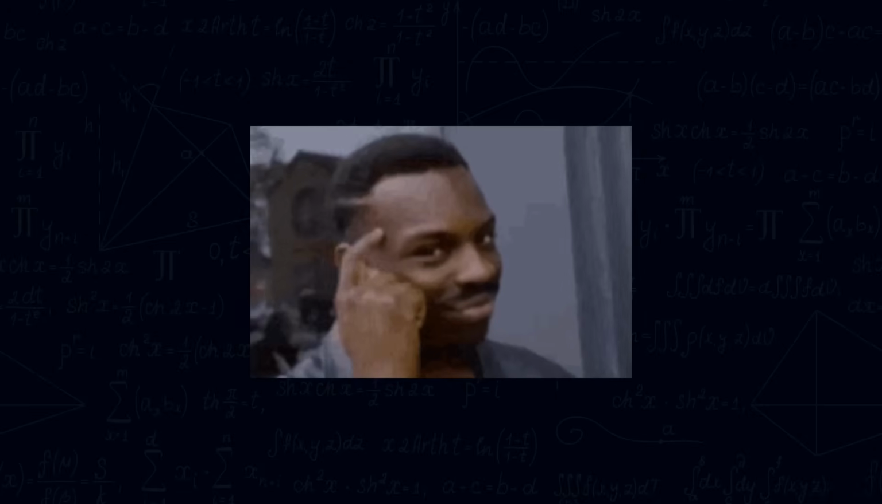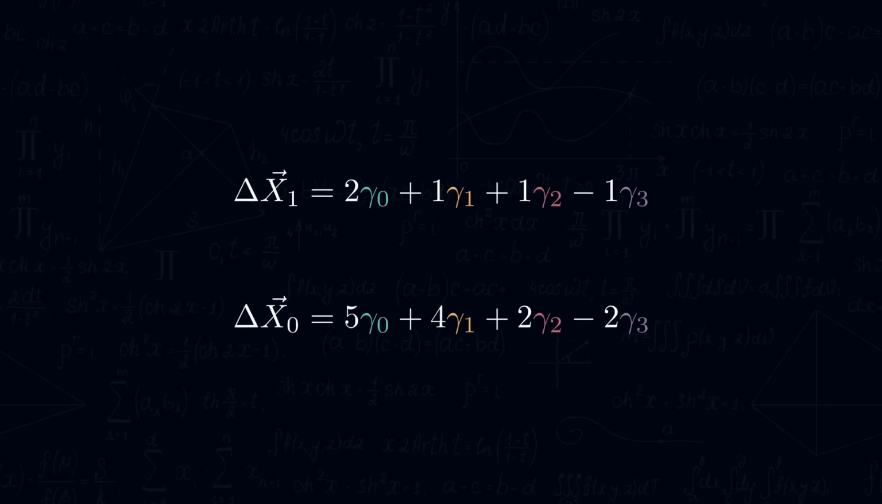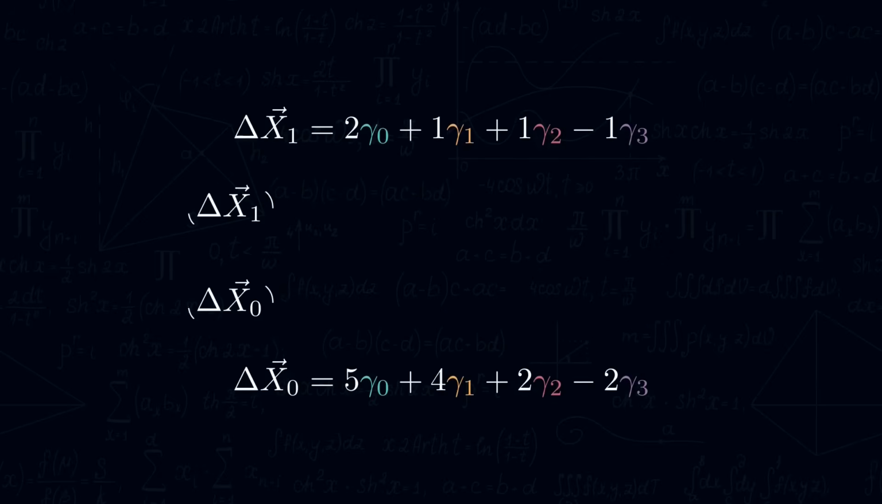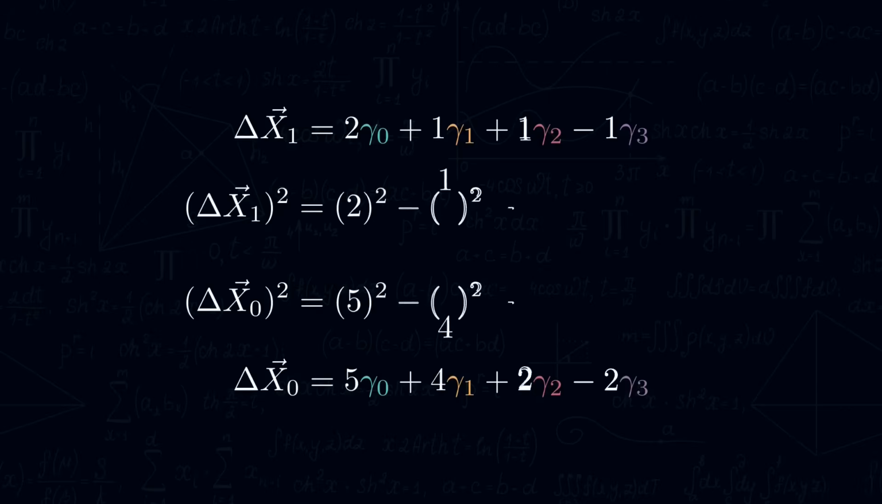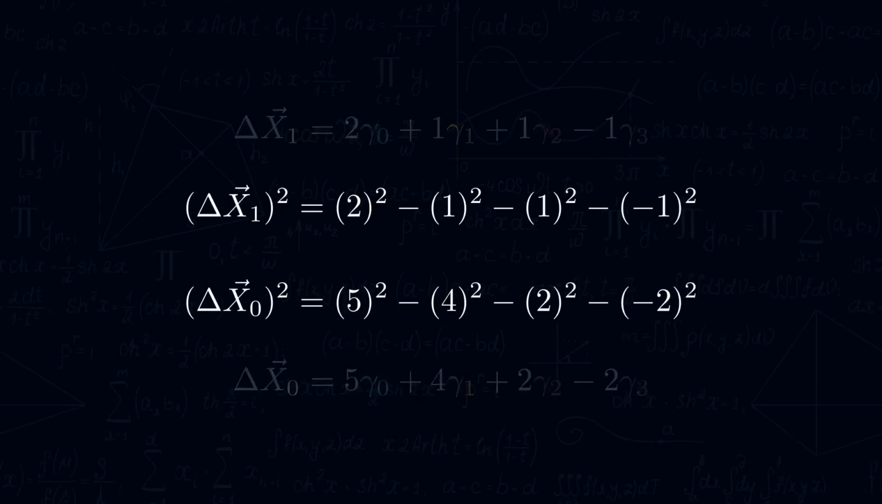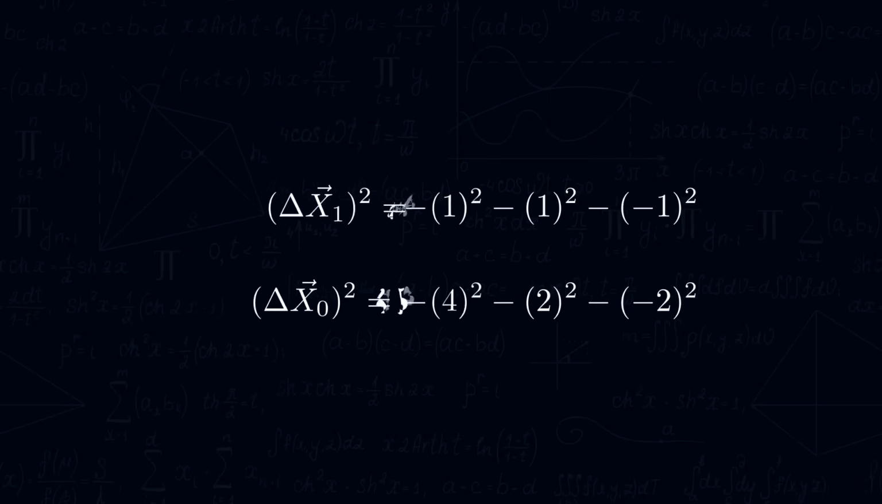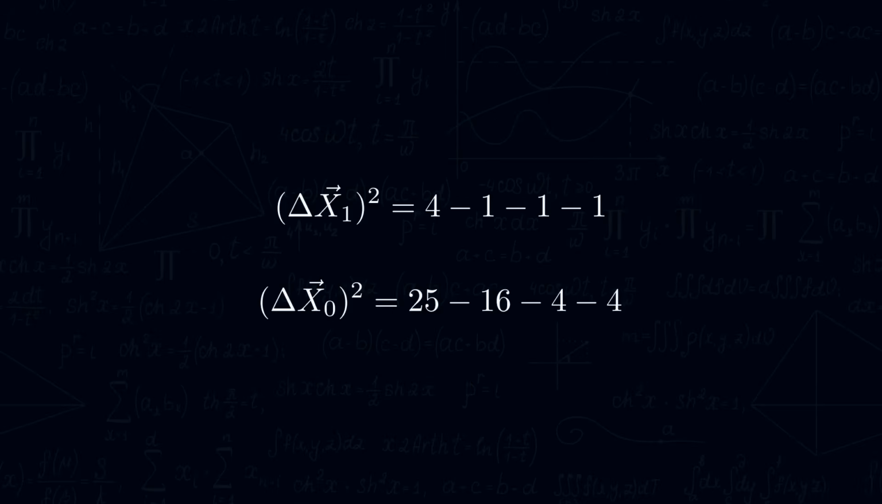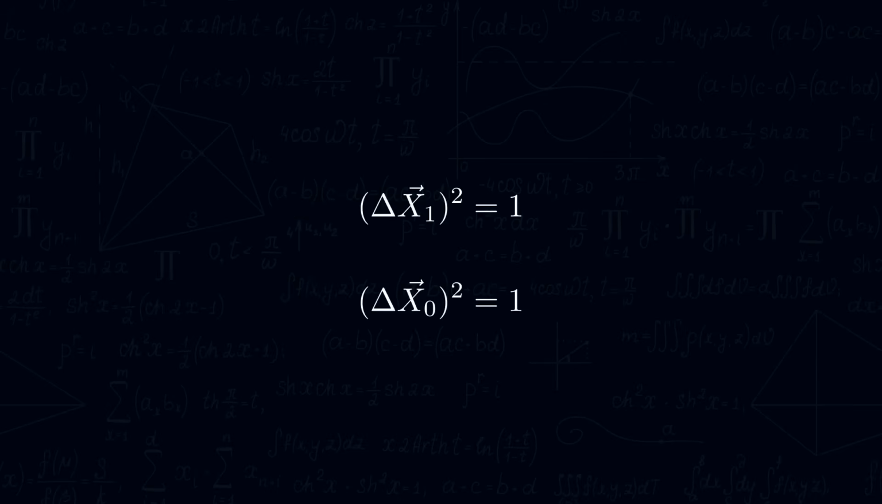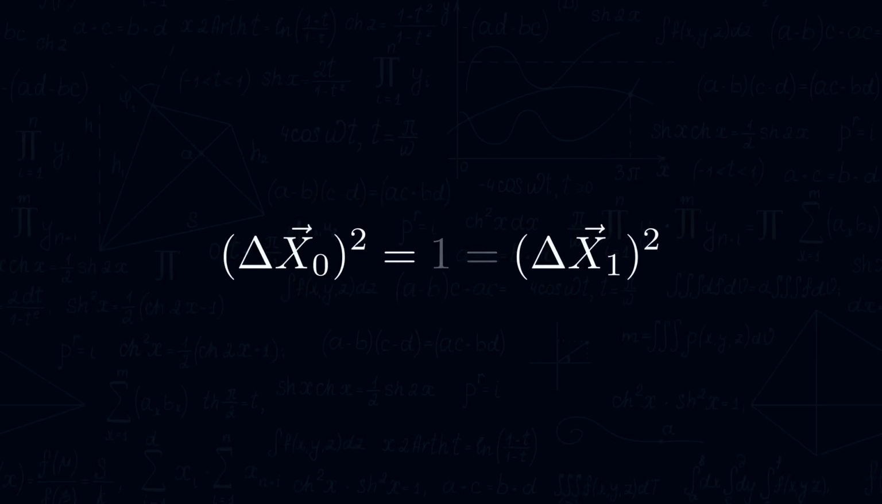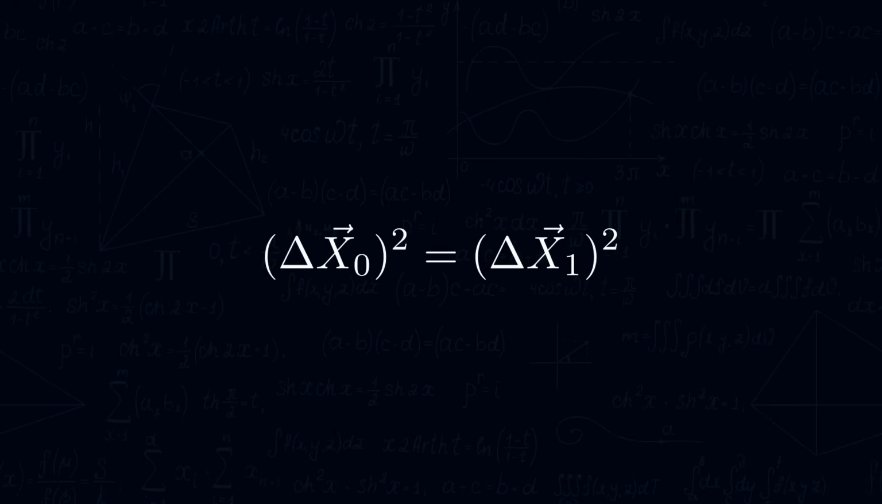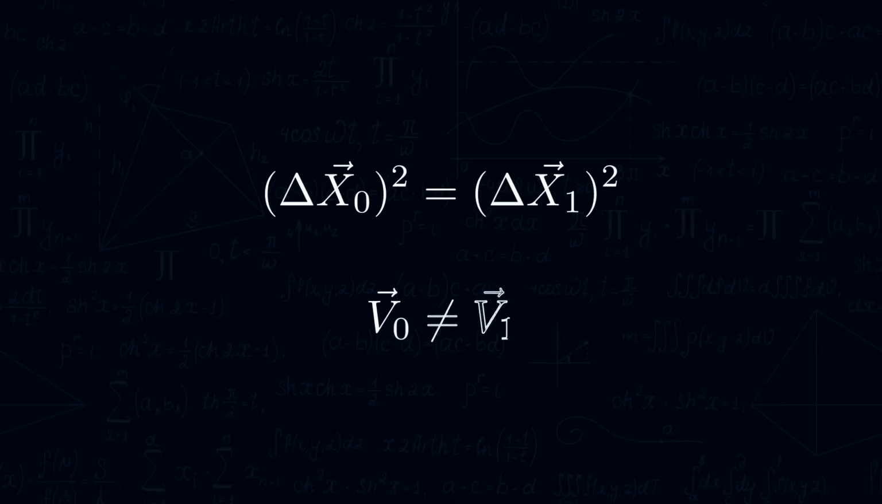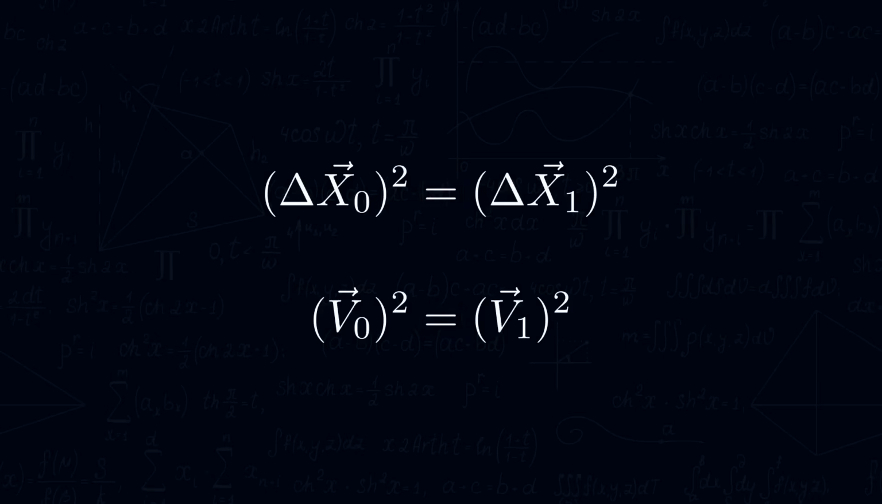But here's the genius part. There's something they'll both agree on. The square of those differences. This scalar quantity, the squared interval, is the same for everyone, no matter how they're moving. That's why we call it an invariant. This is special relativity in a nutshell. Observers may disagree on position and time differences. They may even disagree on the velocity of the object. But the squared values? Those are the same for everyone.